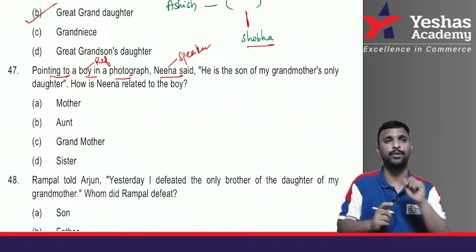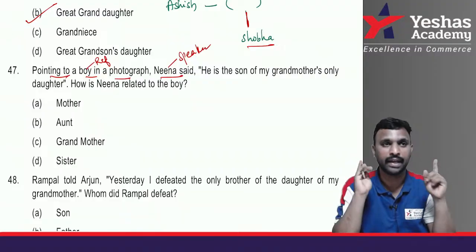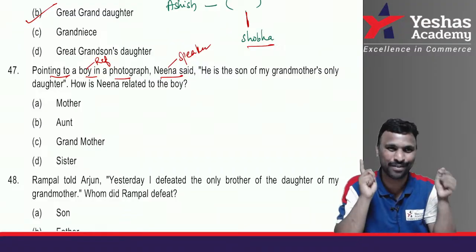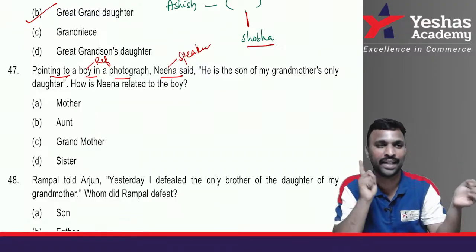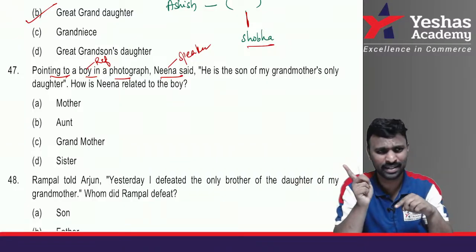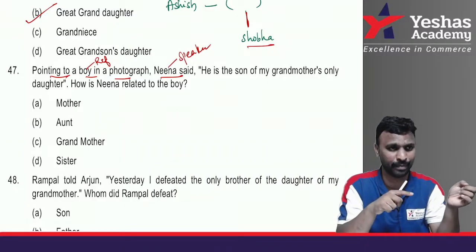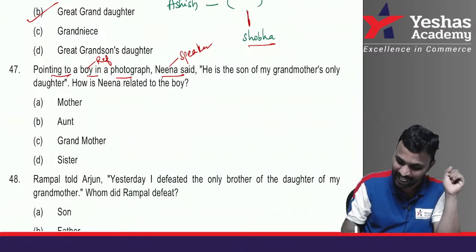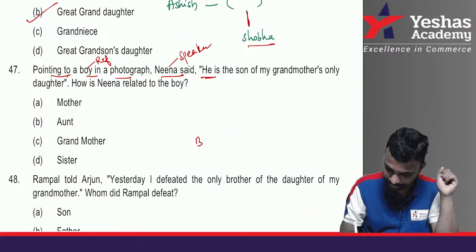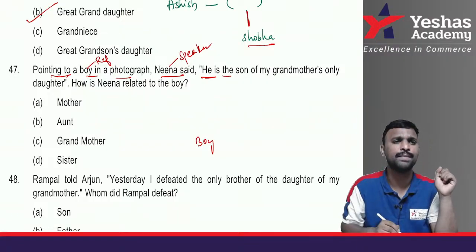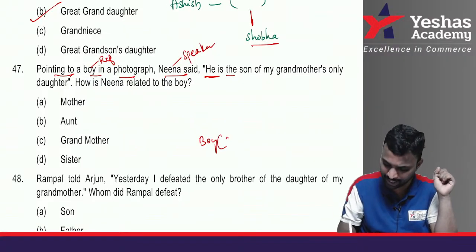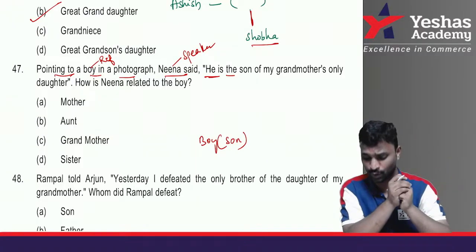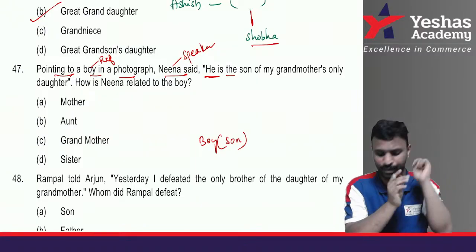Guys, I gave you a note, if you remember, under the quotes. If you see the word I or me, that's a speaker. He, she, his, her, this boy, this girl, this man, this woman, all this refers to a reference person. He means who? The boy. He is. Whatever comes after "is" should be marked in the bracket. I told you this, if you remember. Yes or no? Whatever comes after "is" has to be marked in the bracket.